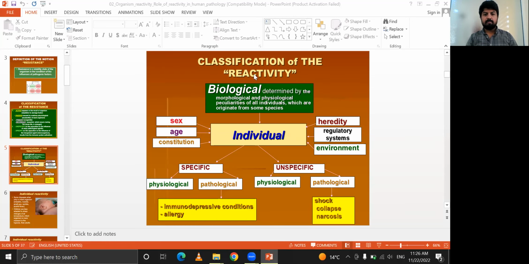So specific means physiological and pathological, like immunodepressant condition and allergy, and unspecific means physiological and pathological, including shock, collapse, or necrosis.